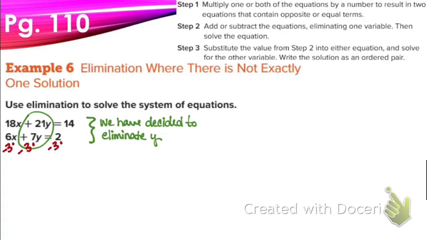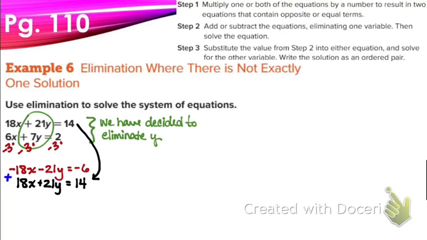All right, so that gives me negative 18x minus 21y equals negative 6. I'm going to recopy this top equation down here. Positive 18x plus 21y equals 14. It doesn't make a difference what you put on top or the bottom. Correct. It does not matter which one goes on top.